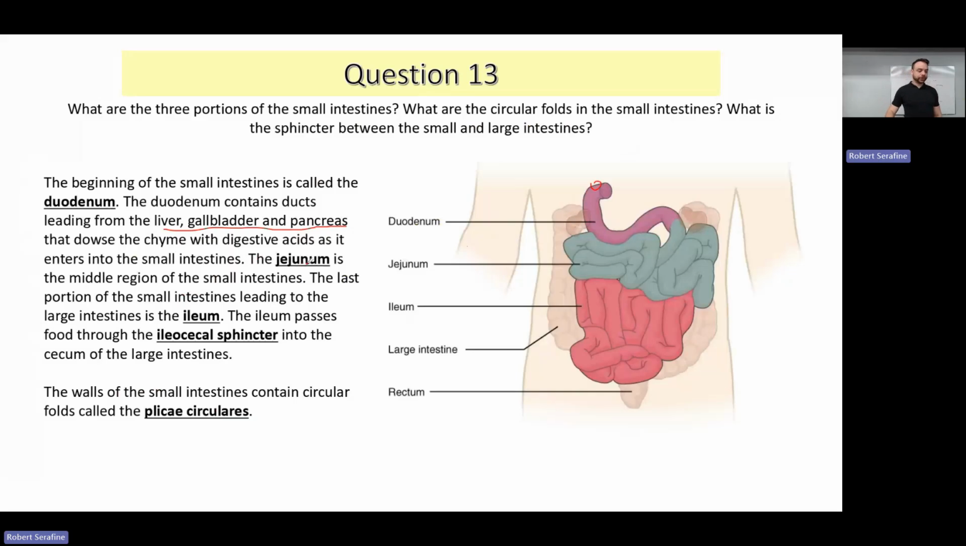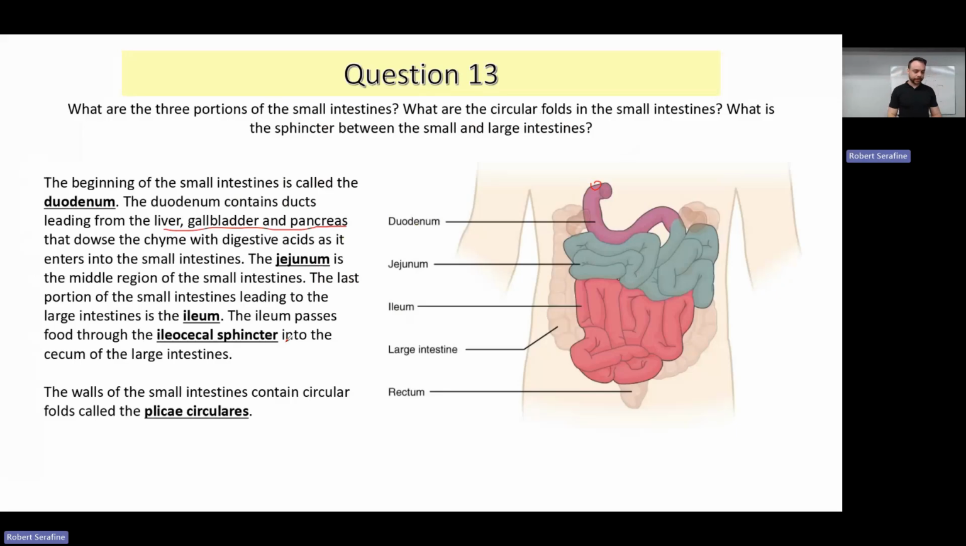The jejunum is the next section of the small intestines and is the second longest part next to the ileum, which is the final region of the small intestines that's going to lead us to the large intestines. In between the ileum and the large intestines is what we call the ileocecal sphincter. So again, another sphincter. And we'll see all of this in one big picture diagram that we have behind me.